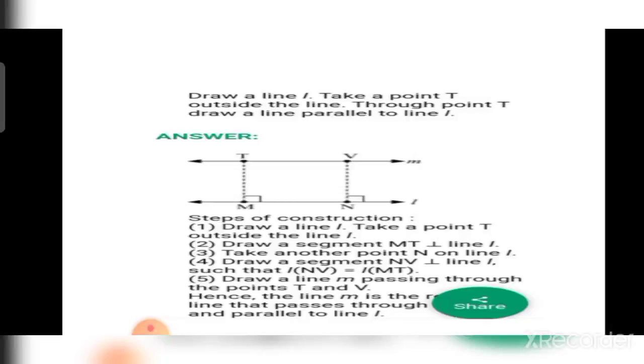Okay, you will draw a perpendicular to line L at point M, and on that perpendicular line you will mark point T. Similarly, you will draw VN perpendicular to line L. You will join points T and V. In this way, line TV is parallel to line L.